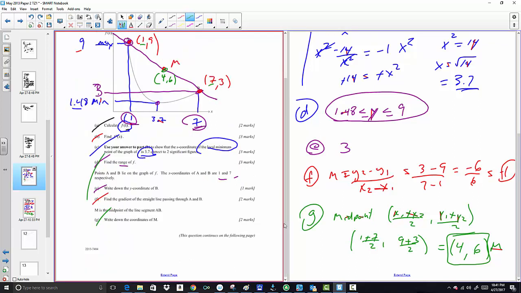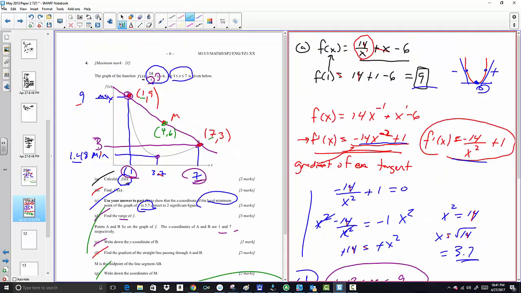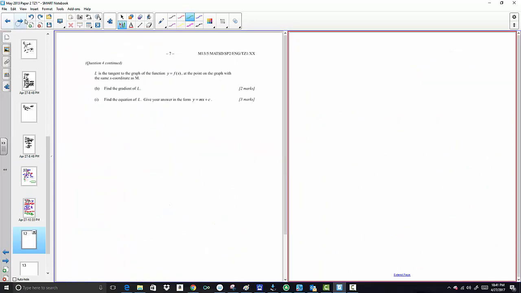This is really simple. So just, you're done, right? Or are you? Is more to this question? Yeah, the question continues. It always does, right? So let's see what this is. The question continues, and let's see where it continues to. Right here. L is the tangent to the graph of the function y equals f of x at the point on the graph with the same x coordinate as M.